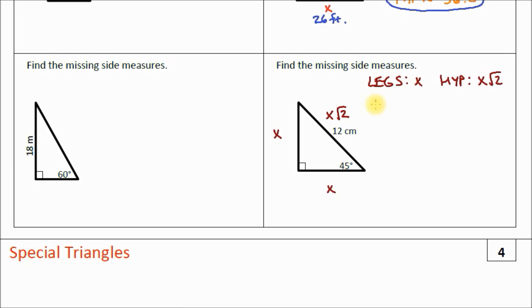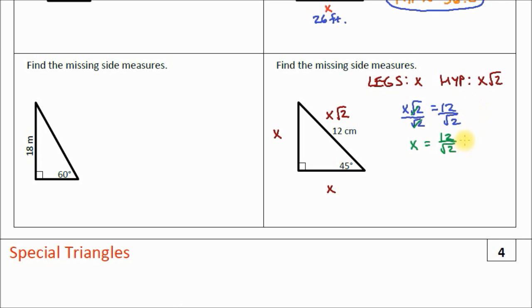Well, we know our hypotenuse is 12. So that means we can write this statement. x times the square root of 2 is equal to 12. You see what I did? I took the rule for the hypotenuse and set it equal to its known measure. Now we've got to get x by itself. And the way we do that is we divide both sides by the square root of 2. These will cancel. And we end up with x equals 12 divided by the square root of 2.